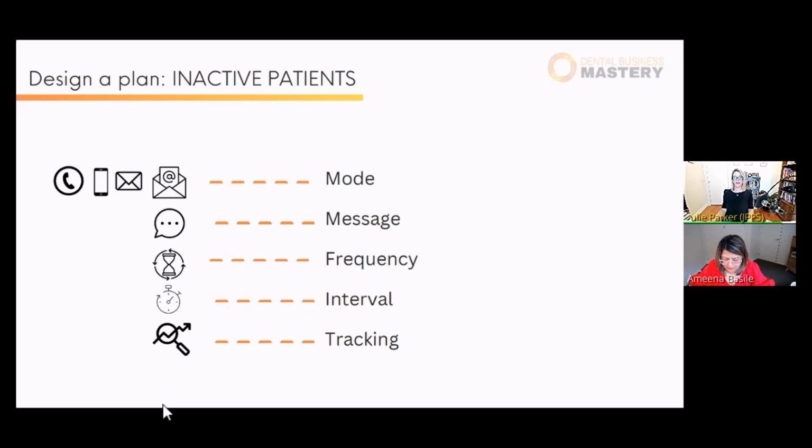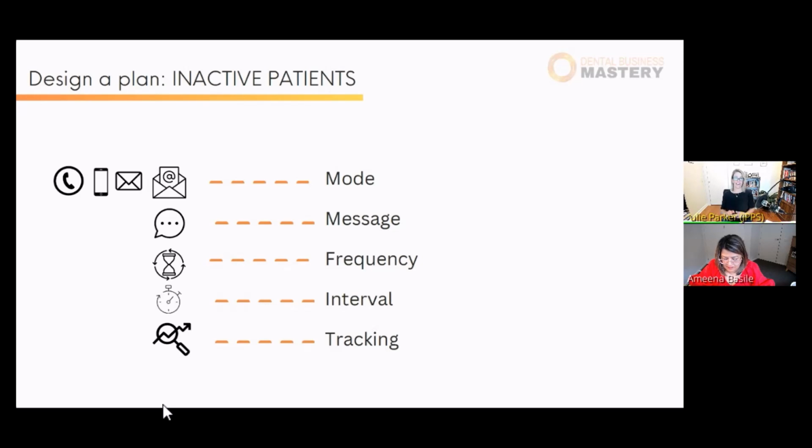And so do think about, again, put your head in the mind of these inactive patients, and what message would you want to read, and what mode would you therefore want to receive that. Again, are we going to contact them more than once? And what's the interval between each of those interactions?